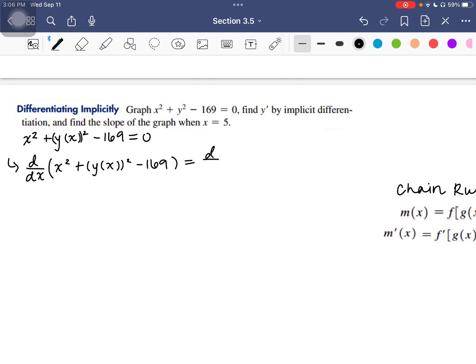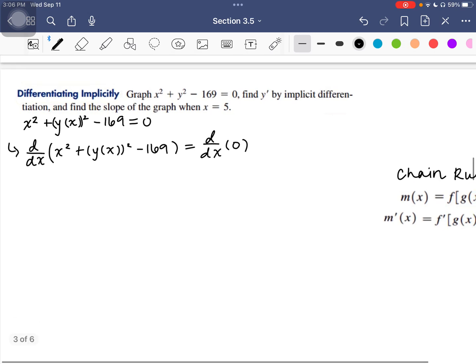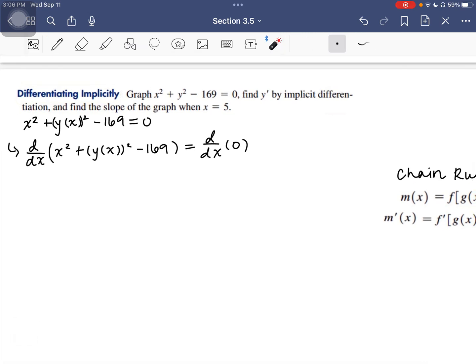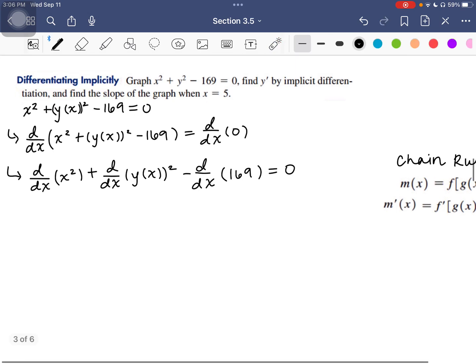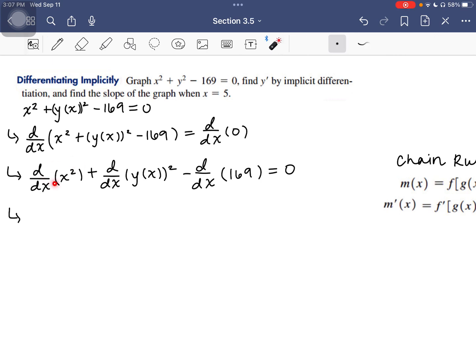So we'll take the derivative with respect to x on both sides. All right. And so we'll do this by essentially distributing this to each term here. So what I mean is we'll take the derivative with respect to x of x squared, of y squared, of 169 and of 0. And we know that the derivative of 0 is just going to be 0, so I'm just going to write that there. All right, so the derivative of this guy with respect to x is just going to be 2x, that's just power rule.